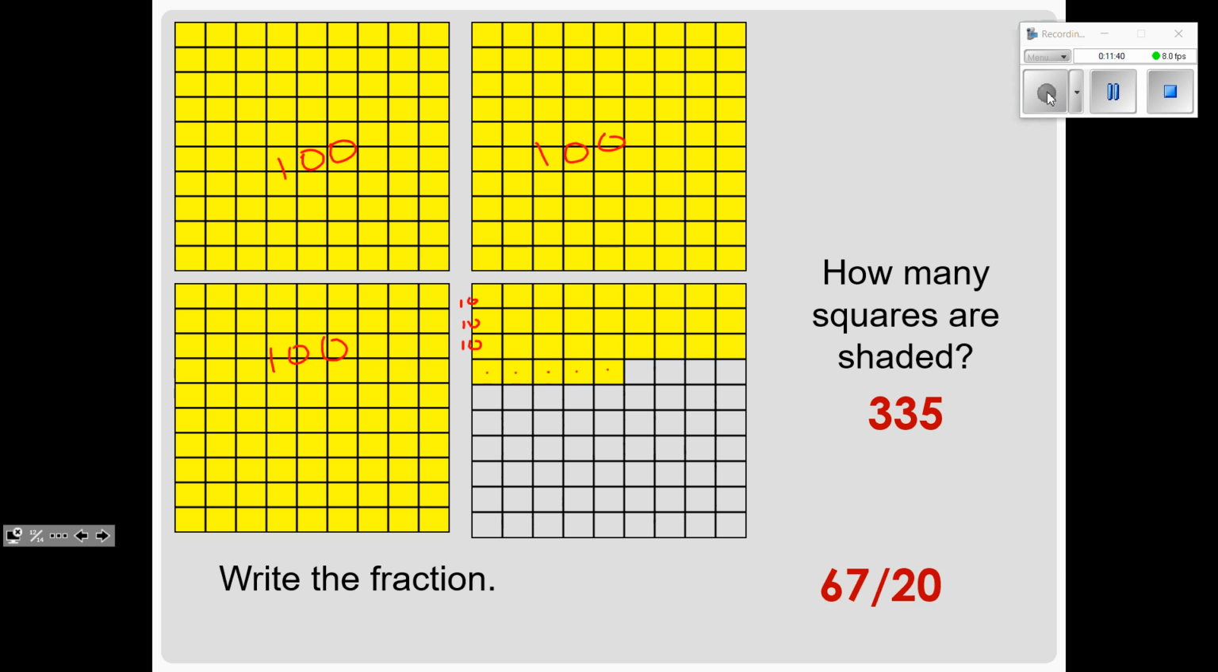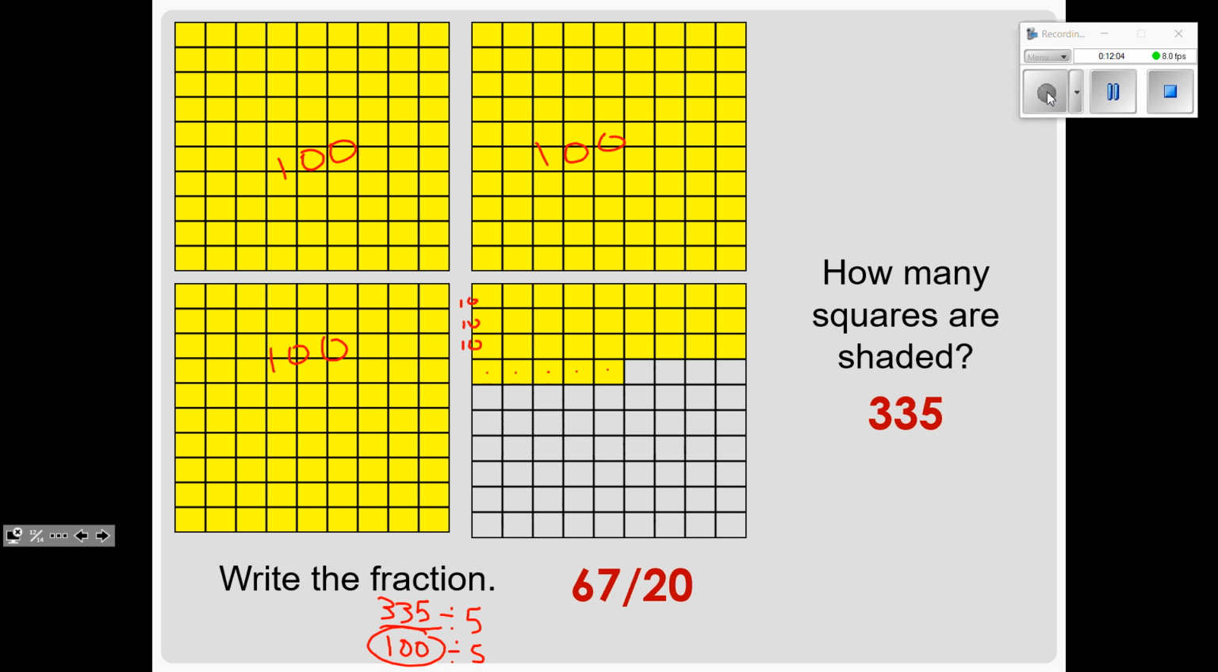So when we write that as a fraction, we're going to write 335. We're still going to write it over 100. I know that you're looking up there and you're seeing, well, there's actually 400. But we're always going to write it over 100 because it's based on that. And then both of those are divisible by 5. And when you simplify that, it's 67 twentieths.